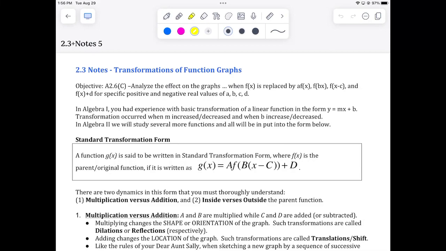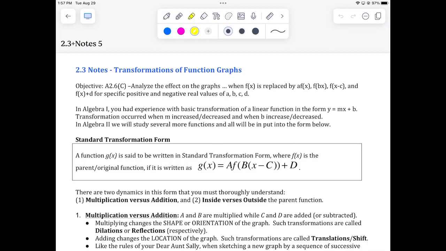Anything that is multiplied, like A and B, is going to be a compression, making it smaller, or a stretch, making it bigger. Whereas anything that's added or subtracted, like the C and D, that's a translation, we call it, or a shift. You're just picking something up and moving it either left and right or up and down. You're not changing the shape, you're just changing the location. If you put those two things together, you'll have a much better understanding of how each of these works. Let me show you what I mean.